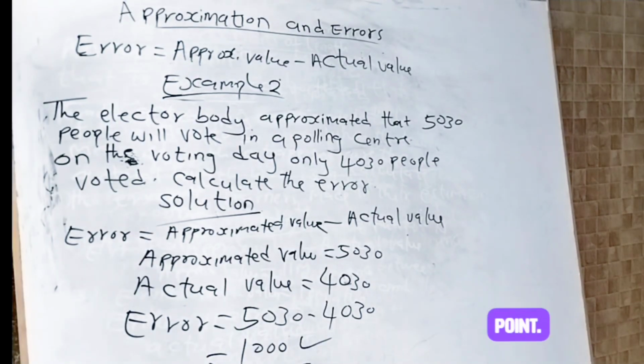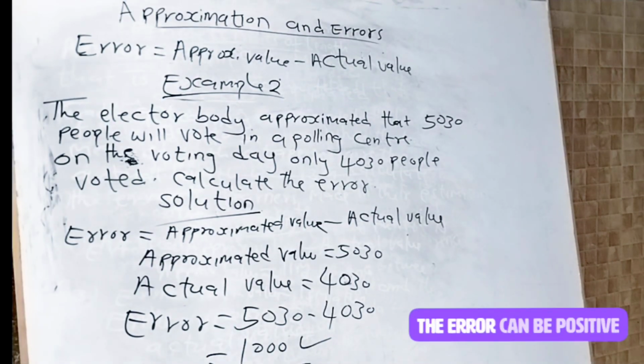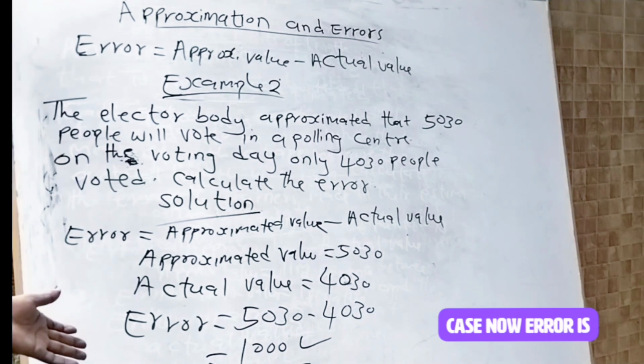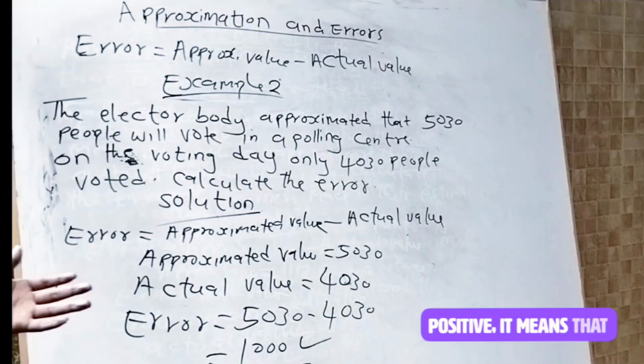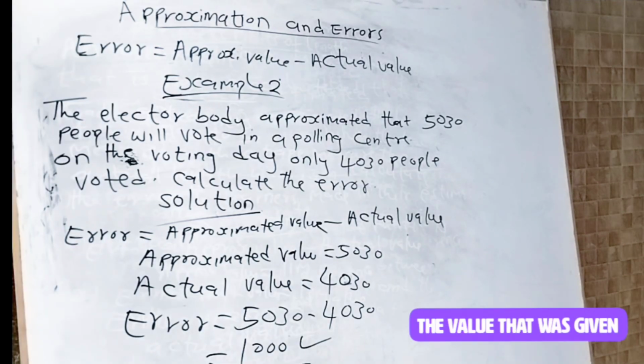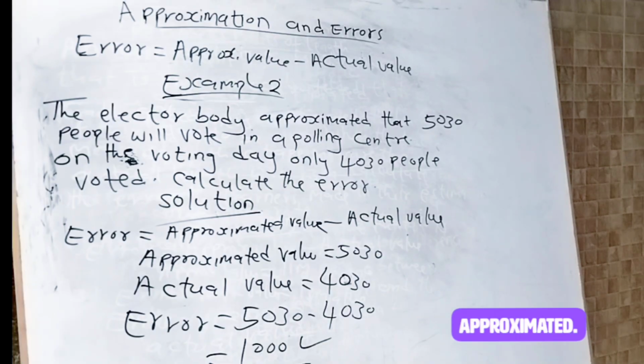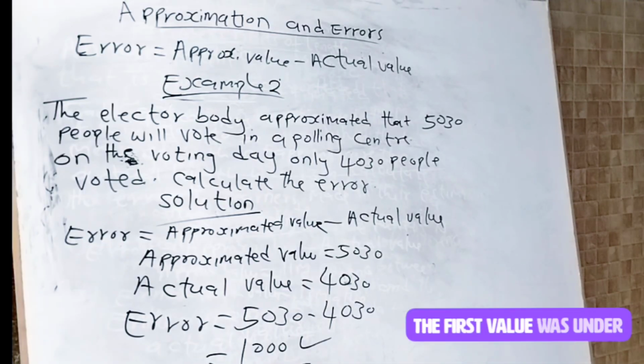I hope you can see that the error can be positive or negative. In the first example, the error was negative, but in this case now the error is positive. When the error is positive, it means that the value that was given earlier was overestimated or over approximated. But when the error is negative, it means that the first value was under approximated or underestimated.